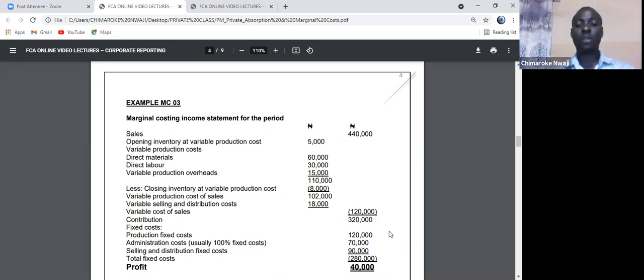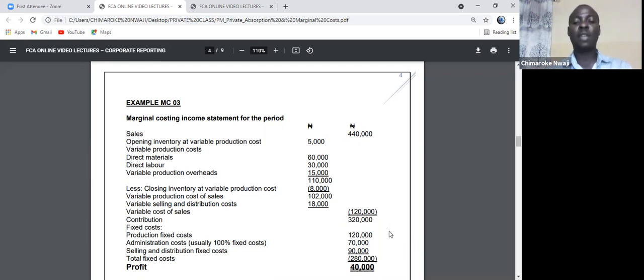So you see, we are talking about variable. We started from variable production costs, opening stock, and production costs. We now less variable closing stock to get our cost of sales, but this is variable production cost of sales. So take note. Then we may now want to look for other variable costs that we may have, like variable selling and distribution costs.